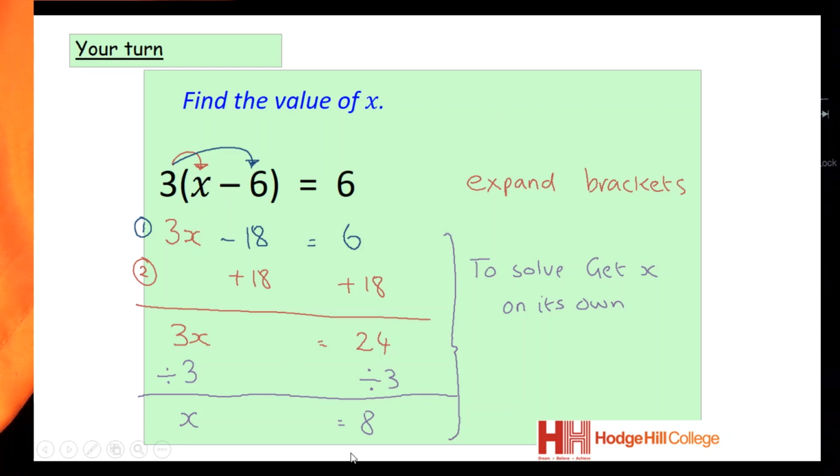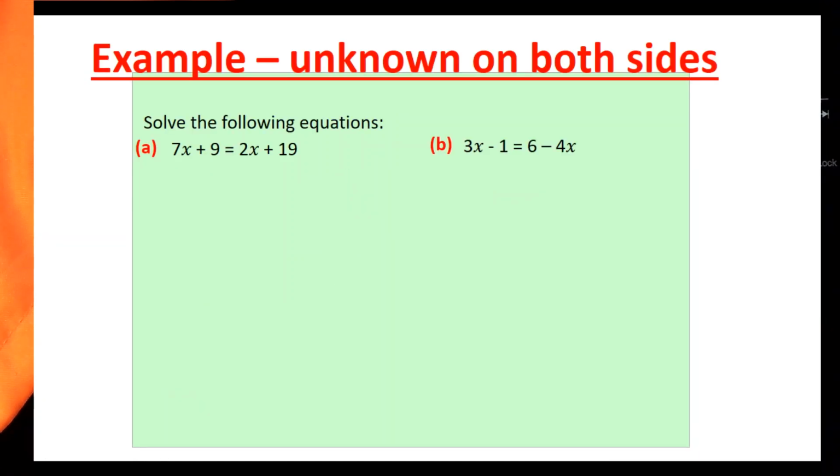What I've put up now is a written example of how to do the answer. So first thing you do, you expand the bracket and then you solve the equation, and what you end up with is x equals 8. Next step, now we move on to solving equations with unknowns on both sides. So now you've got letters on both sides. Okay, so you've got 7x here and 2x here, 3x here and minus 4x on this side.